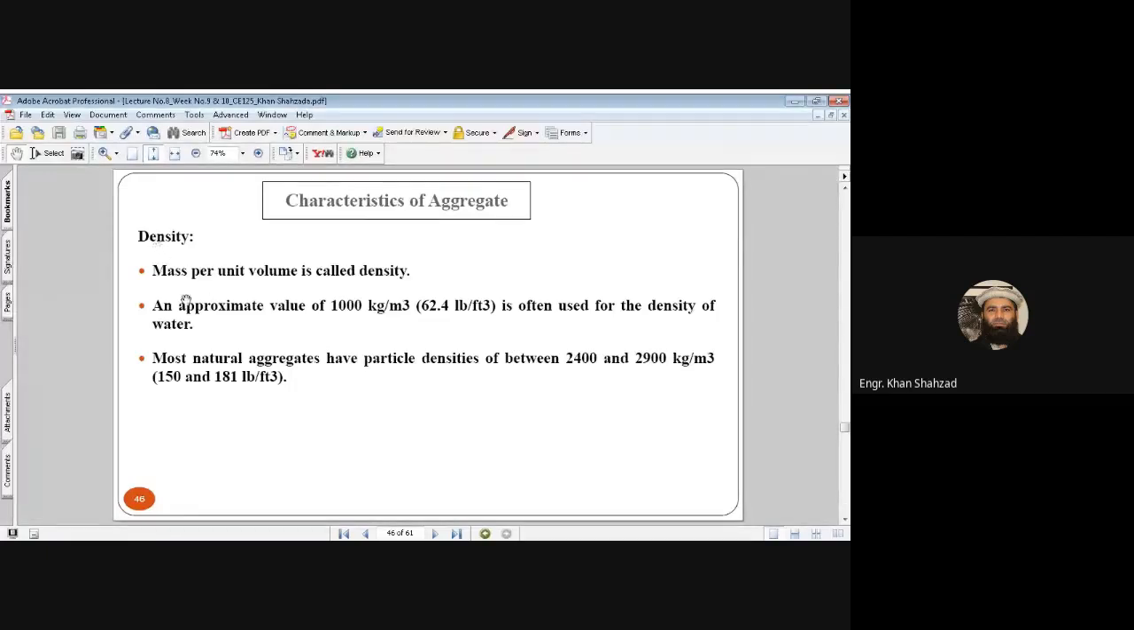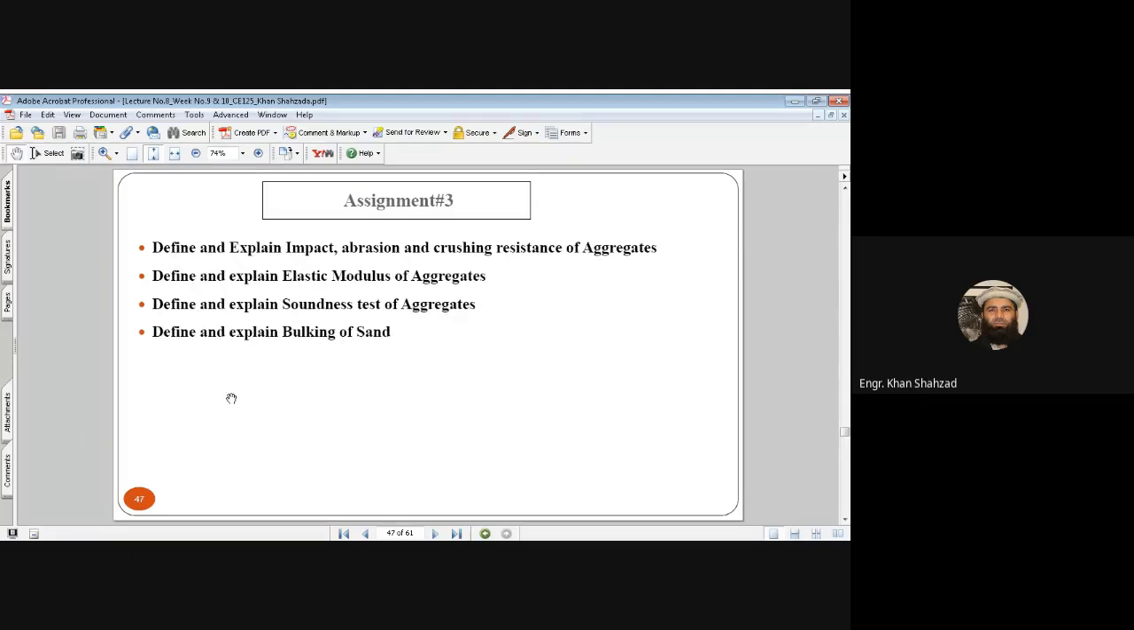The mass per unit volume is called density. The mass per unit volume of the material is known as density. An approximate value of 1000 kilograms per cubic meter or 62.4 pounds per cubic foot is often used for the density of water. I hope everybody remembers this. Most natural aggregates have particle densities between 2400 and 2900 kilograms per cubic meter, or 150 and 181 pounds per cubic foot.